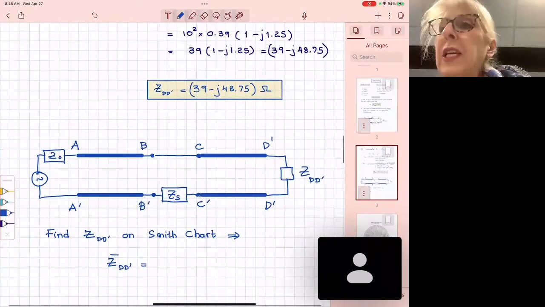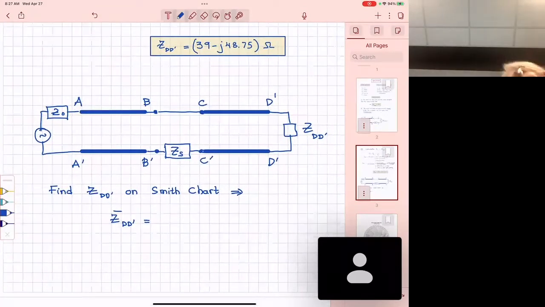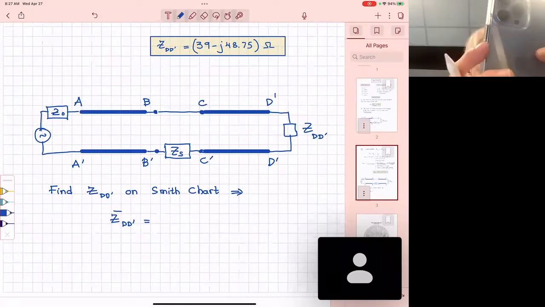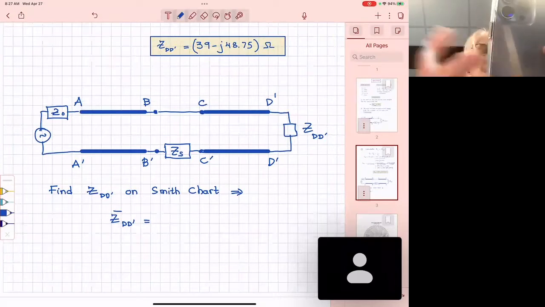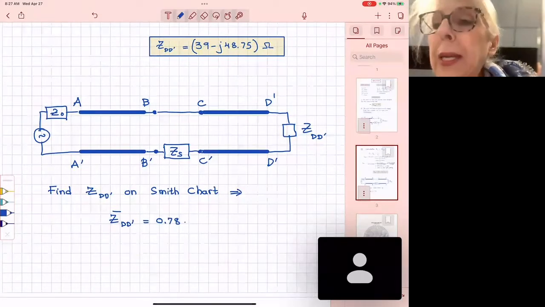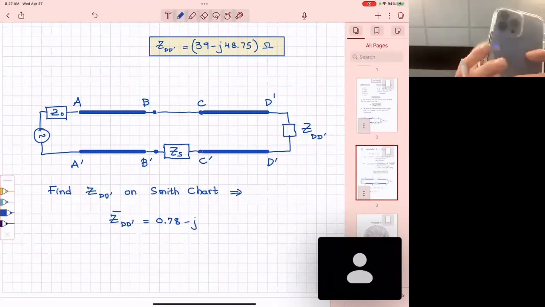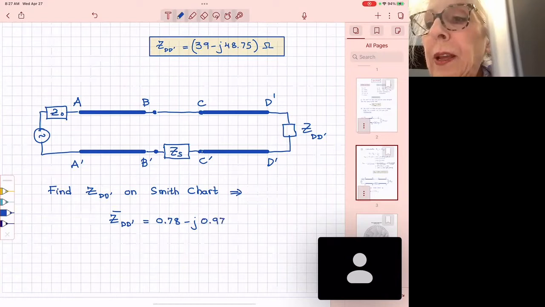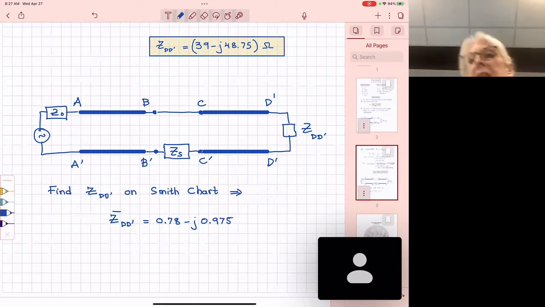Which is the value here divided by 50. So 39 divided by 50 makes it 0.78, minus j 48.75 divided by 50, that makes it 0.975. Now we are ready to go to the Smith chart.